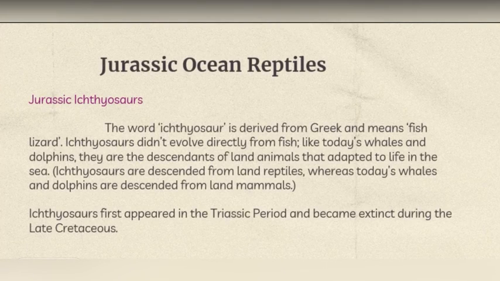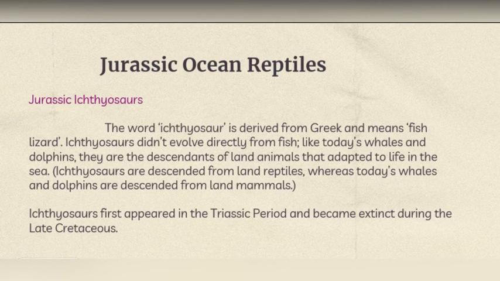Jurassic ocean reptiles. Jurassic ichthyosaurs. The word ichthyosaur is derived from Greek and means fish lizard. Ichthyosaurs didn't evolve directly from fish. Like today's whales and dolphins, they are the descendants of land animals that adapted to life in the sea.